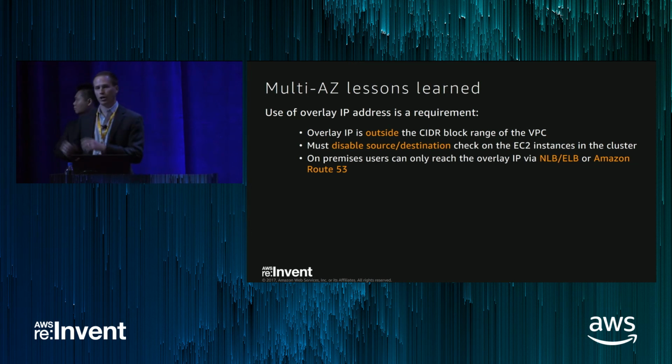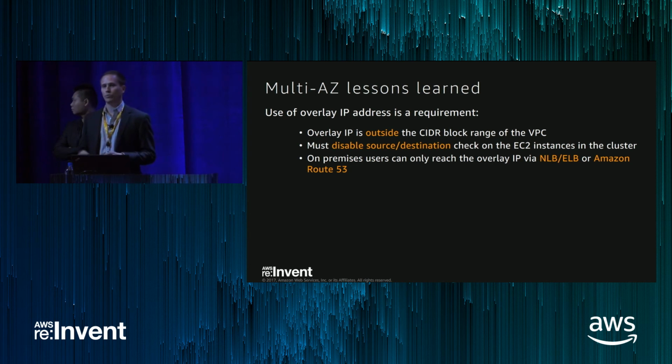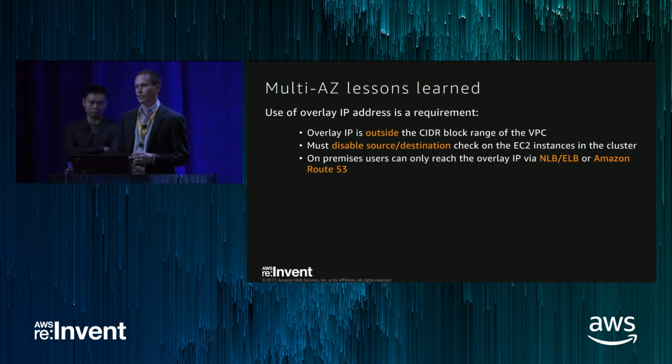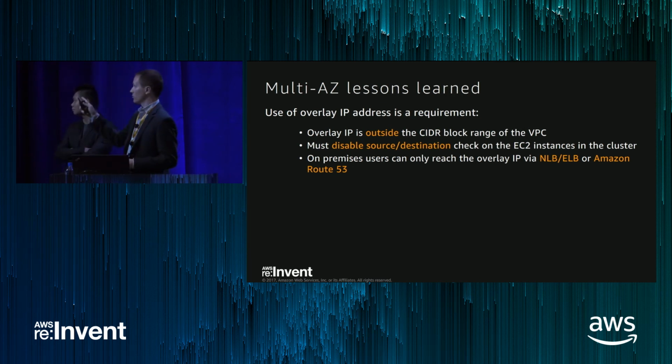And in order for on-prem customers to actually reach the instances in AWS, you need to use this overlay IP address. The reason is, if you don't, then when you go over the Direct Connect or over a VPN, which all of you should be doing when accessing SAP systems, it's going to reach the VGW and it's going to terminate because it can't find the IP address it was looking for inside the CIDR block. So how do we get around that? Well, we pass that through an NLB or an ELB or through Amazon Route 53, and that takes care of that particular requirement.